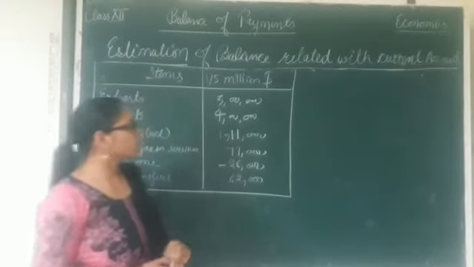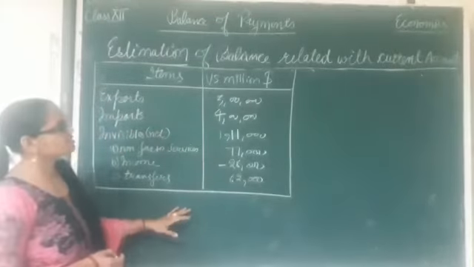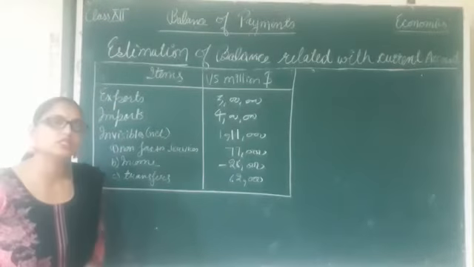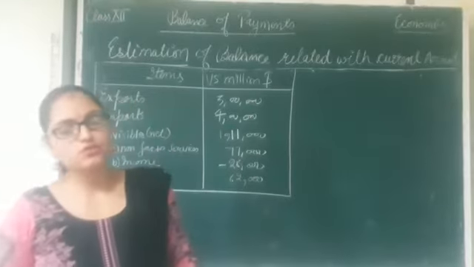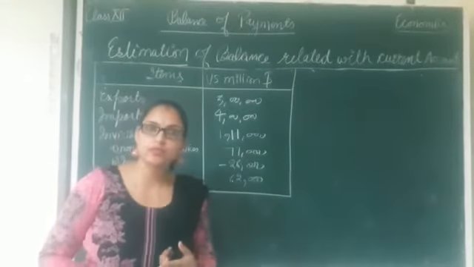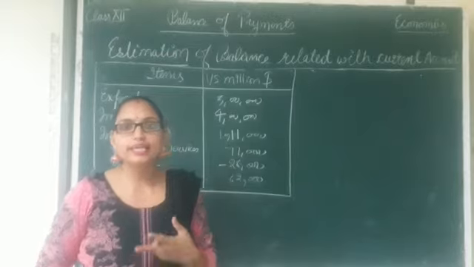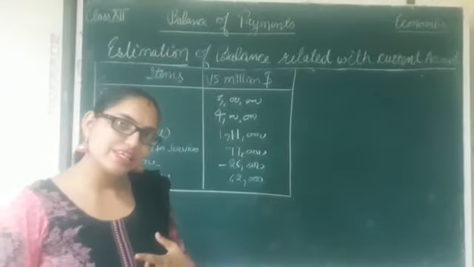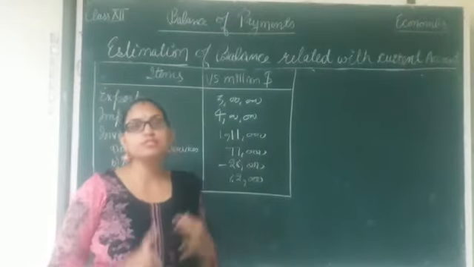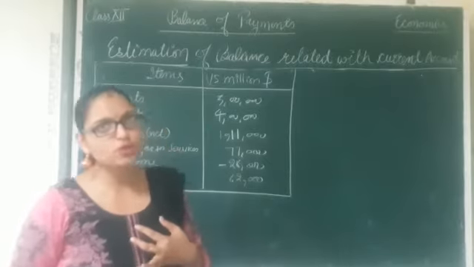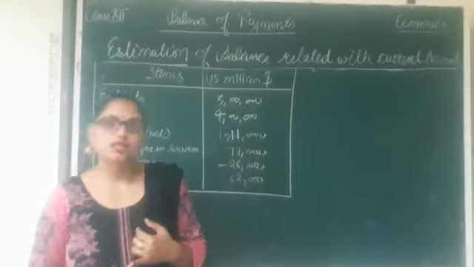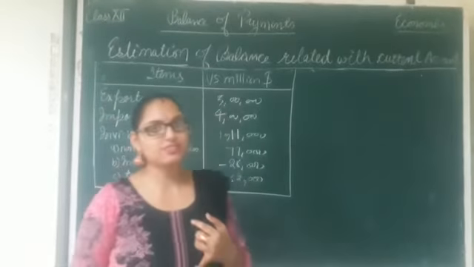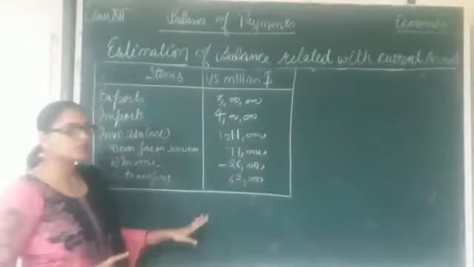Okay students, so now here is an example of how to estimate the balances related with the current account. As we already know, there are four types of balances related with the current account. First is trade balance, related with the goods. Second is goods and services balance, related with the goods and non-factor services. Third is invisible balance, related with all the services and current transfers. And last is current account balance. So we are going to estimate all these four from this given example.